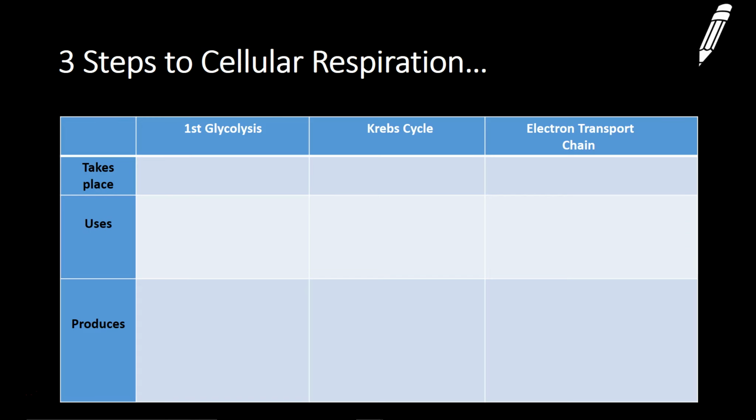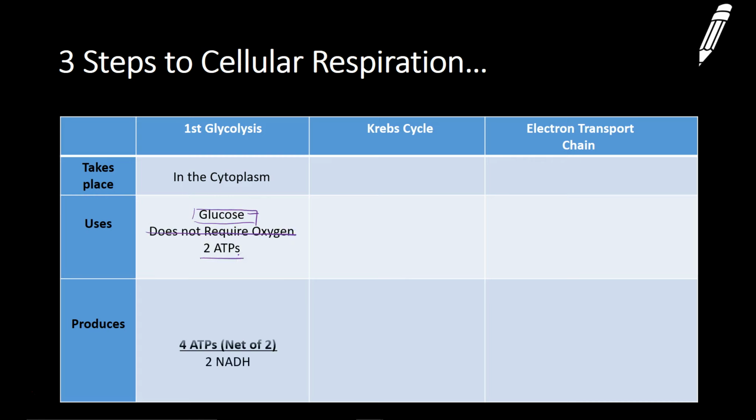Now, this is what I want you guys to sketch in your notes. The first step we have is glycolysis, and that takes place in the cytoplasm. What glycolysis uses, it's going to use oxygen. It does not require, I apologize. It's going to use glucose. It does not require oxygen, and it's going to use 2 ATPs. It's going to make 2 molecules of pyruvate. It's going to make 4 ATPs, but it costs 2, remember? So we only get 2 total, and it's going to make 2 NADH.